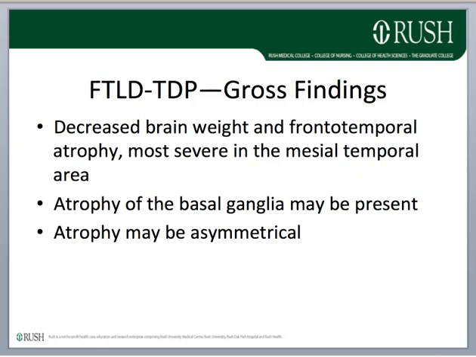Next, I'll draw some contrasts with FTLD-TDP. The brains of patients with FTLD-TDP usually exhibit decreased brain weight and cortical atrophy, which is, again, most severe in the frontotemporal lobes. Atrophy may also be very severe in the mesial temporal lobe structures, and then compensatory ventricular dilation occurs. Atrophy of the basal ganglia may also be present, and the atrophy may be asymmetrical.